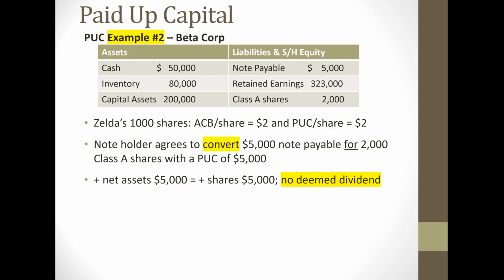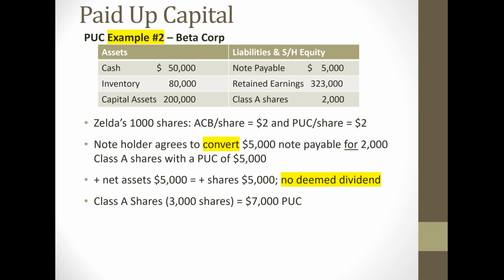And so remember when we talked about a deemed dividend back at the beginning of this lecture, we said that if the net assets are less than the PUC of the shares that are being issued, there's a deemed dividend. In this case, the net assets increase is the same as the PUC increase, so there's no deemed dividend. Now the Class A shares are going to have a total PUC of 5,000. Now remember, PUC equals the value of the assets that were given to the corporation in exchange for the share.